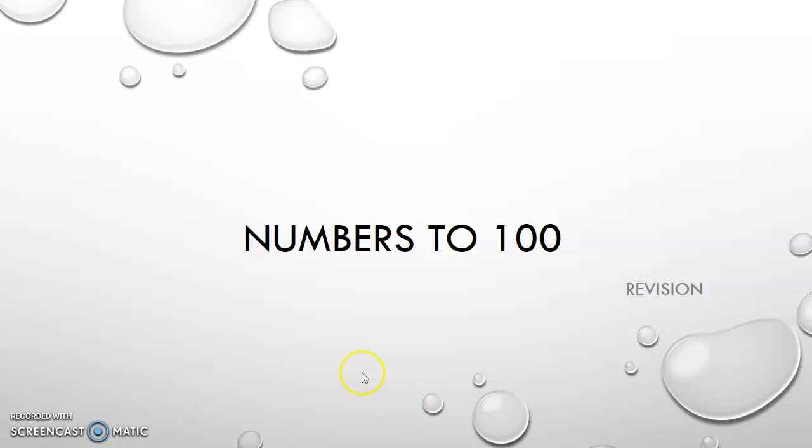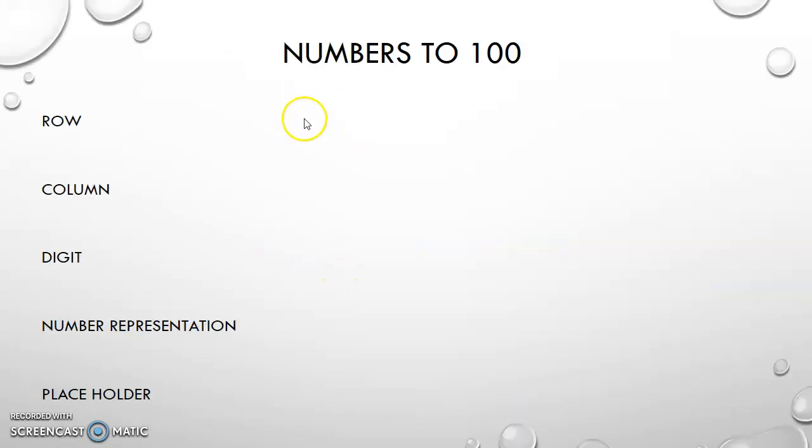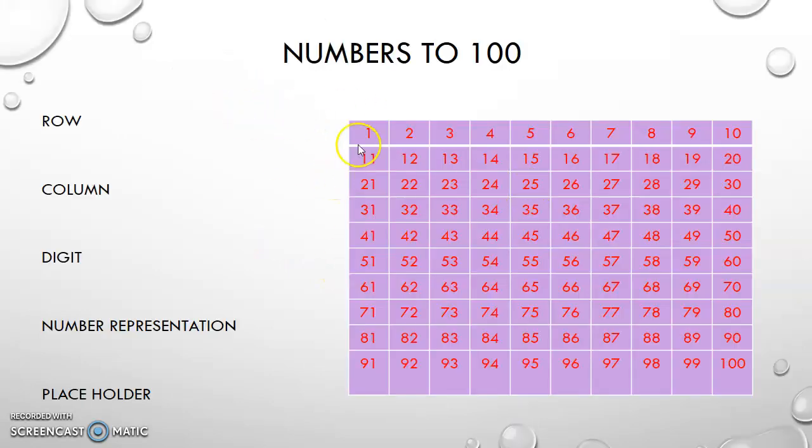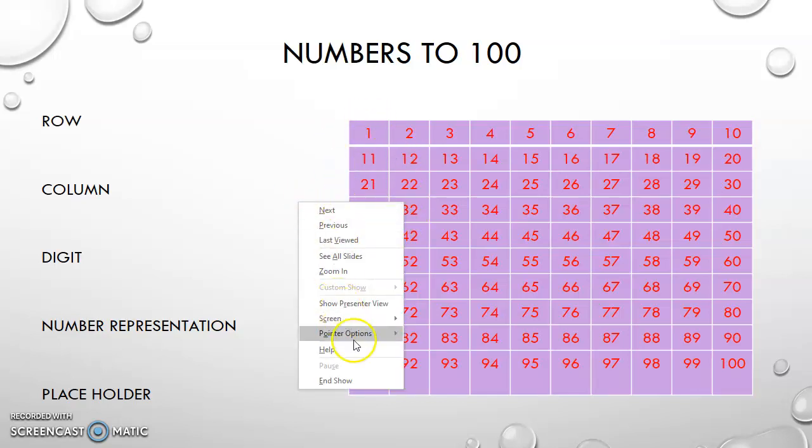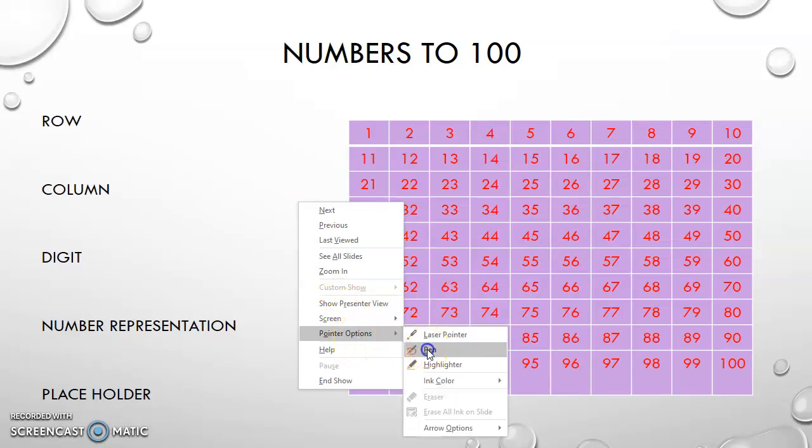Hello children, in today's session we'll revise chapter 1, numbers up to 100. So, let us look at the 1 to 100 chart given here. You can see the numbers are arranged in rows and columns.